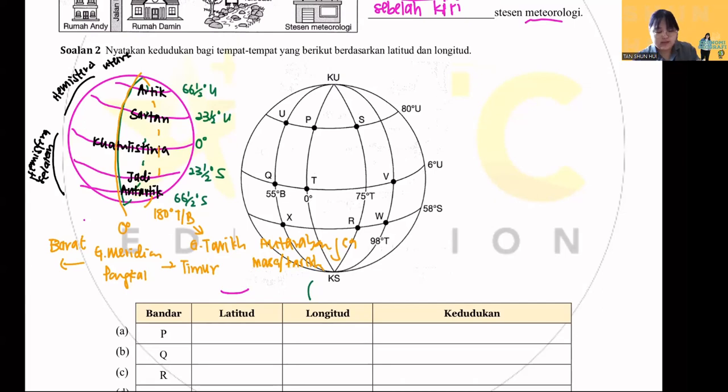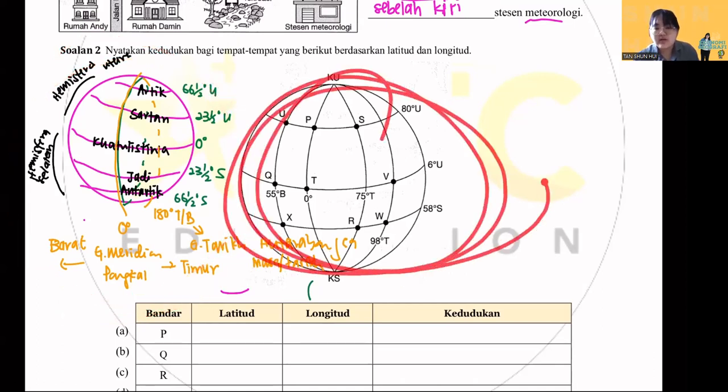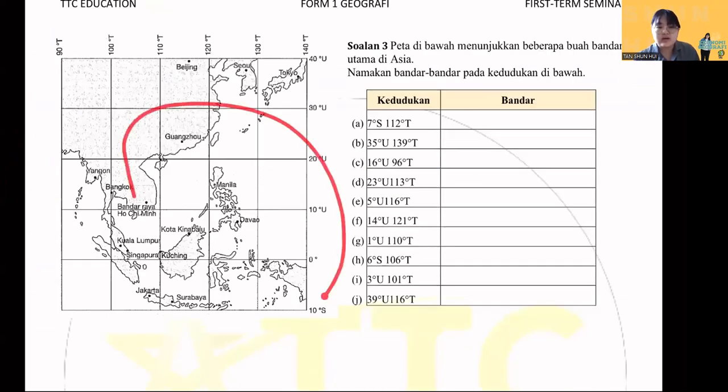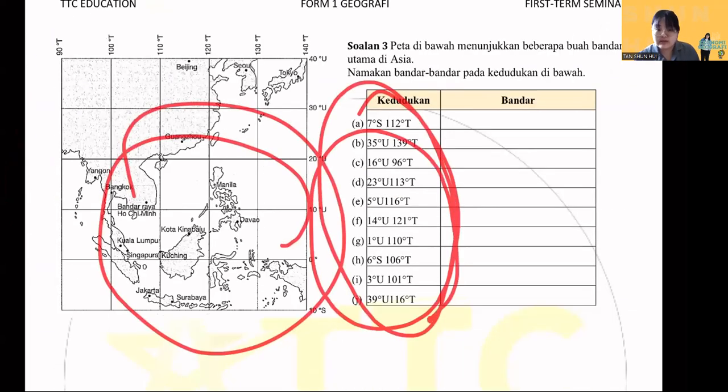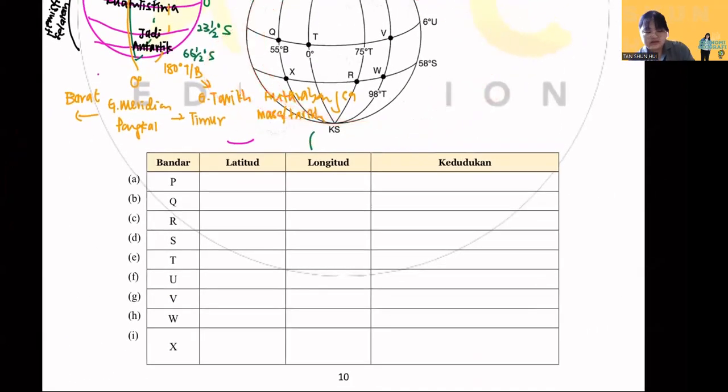Now, this is the first type of question. They would like to ask you to tell them the name. Second, they give you a globe or a map, and ask you to find the kedudukan, the numbers, the location, the coordinates. How to find the coordinates? Have you learned coordinates before? Now, be careful, a little bit different here. You look at the latitude first. After that, look at longitude and place them together. Then you will get your kedudukan.